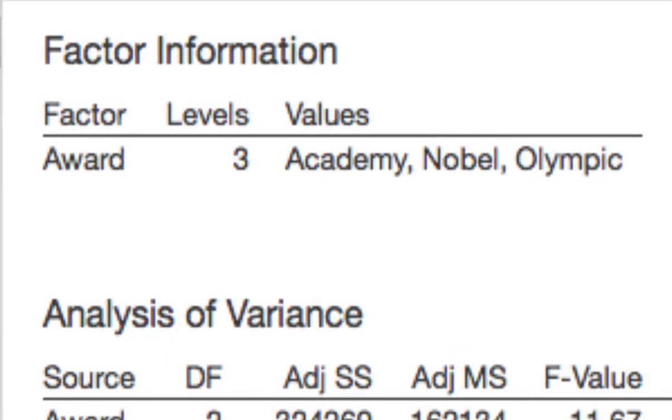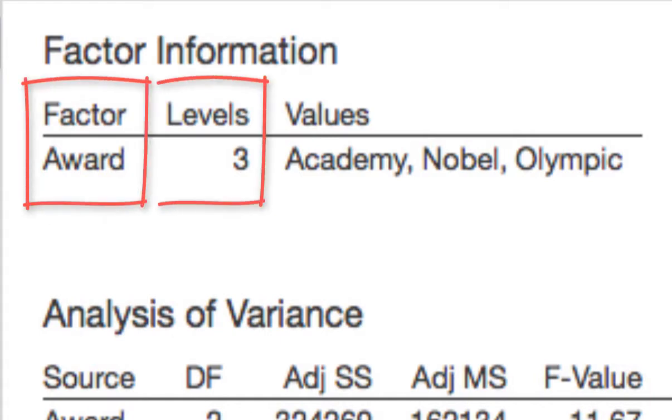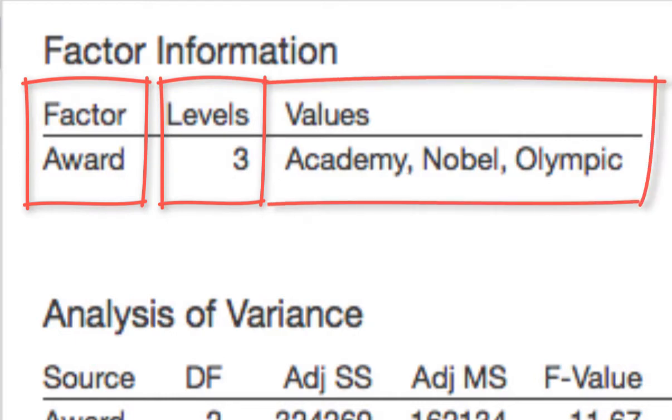The next piece of information that we get is factor information. This tells us that our factor, or independent variable, was award. There were three levels, and in alphabetical order, those levels were Academy, Nobel, and Olympic. So these first two tables are really helpful if you save this information and then you go back to it later, and maybe you don't remember what tests you ran or what variables you used.